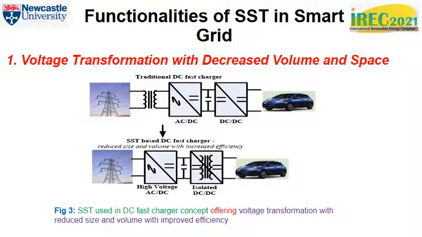Figure 3 shows how the solid-state transformer replaces the conventional line frequency transformer in DC fast charger station, resulting in reduced volume and space. In the case of traditional fast DC charger configuration, the line frequency transformer is used to step down the high voltage AC, which is followed by AC-DC and DC-DC conversion stages. However, in the case of the SST-based DC fast charger configuration, the voltage step down is performed by high-frequency transformer, which results in a system with reduced size and volume, as well as higher efficiency.